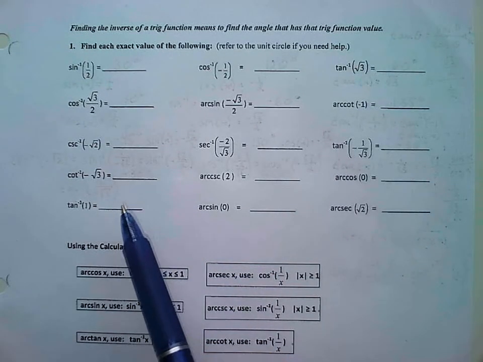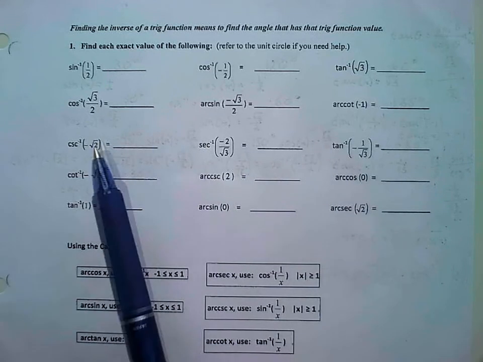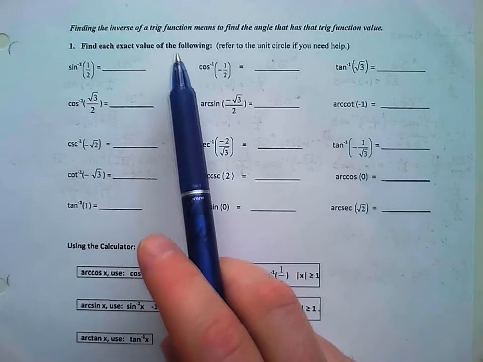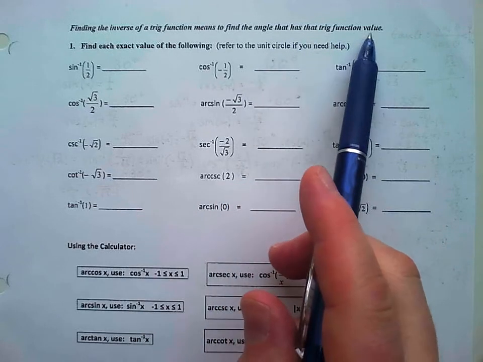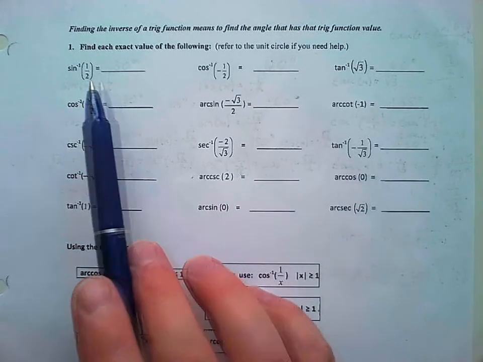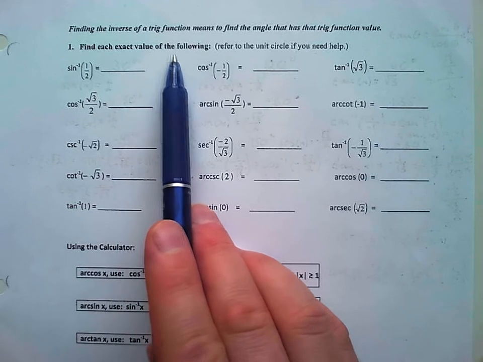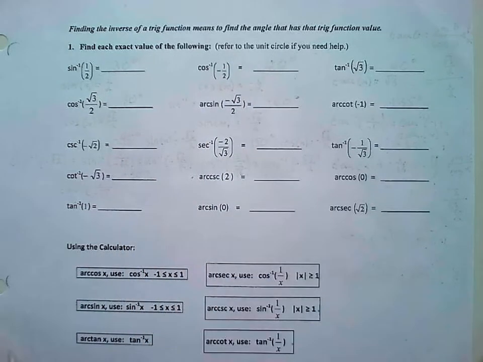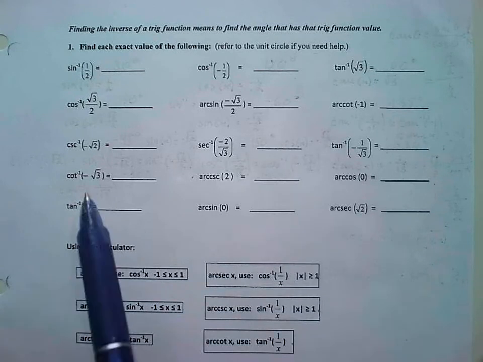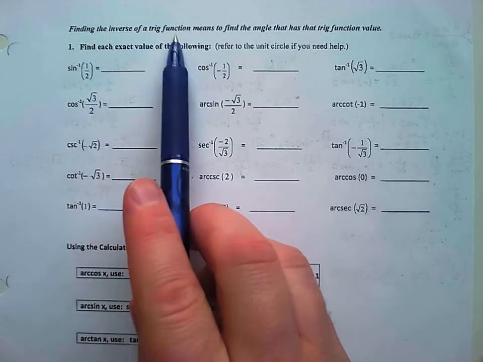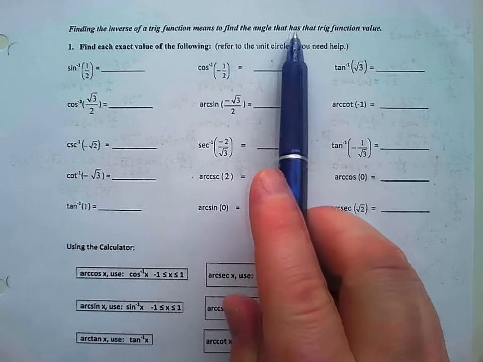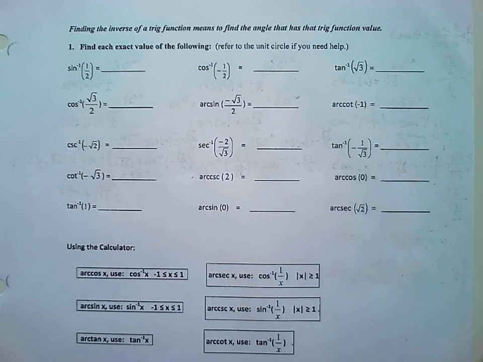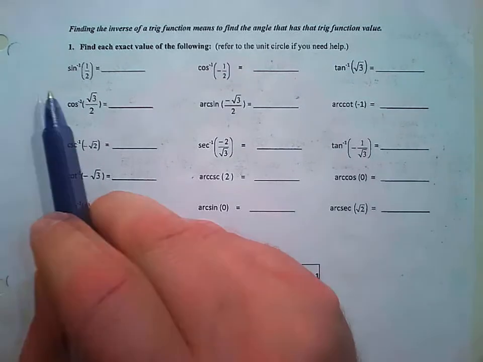Alright, so here if we look at this page, it says, finding the inverse of trig functions means finding the angle that has a trig function value. Here it says, find each exact value of the following. Refer to the unit circle if you need some help. Alright, so let's go ahead and do this here. So it says, finding the inverse of a trig function means to find the angle that has that trig function value. Now that's not super clear, but let's try to see what this is saying.